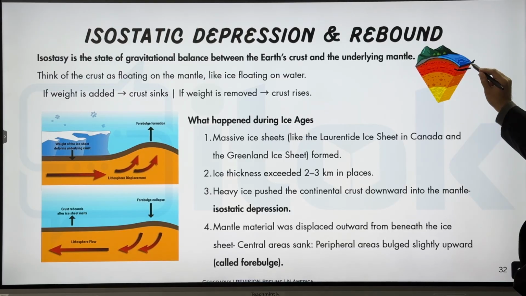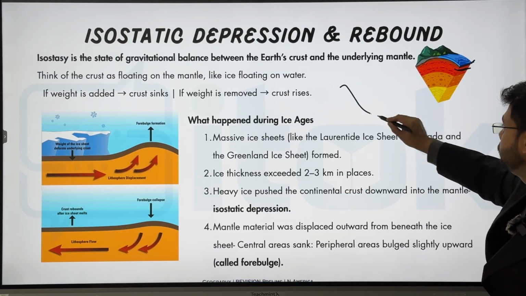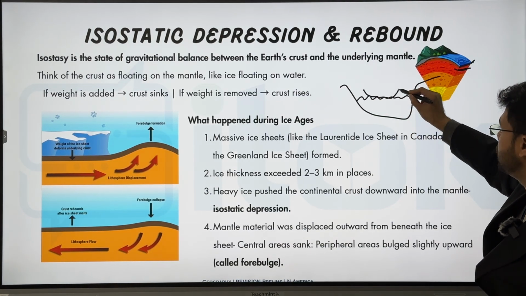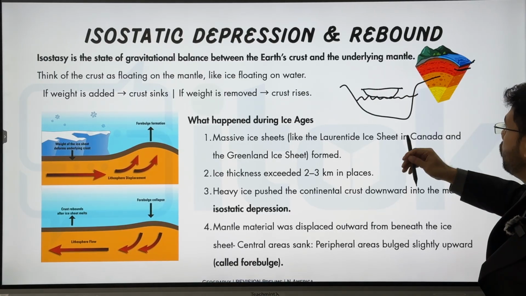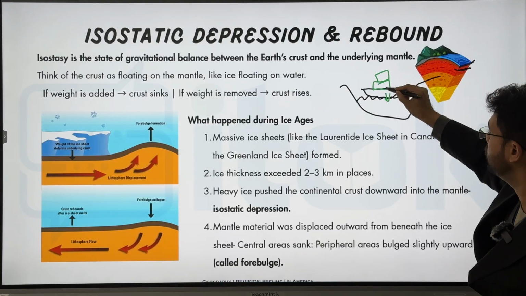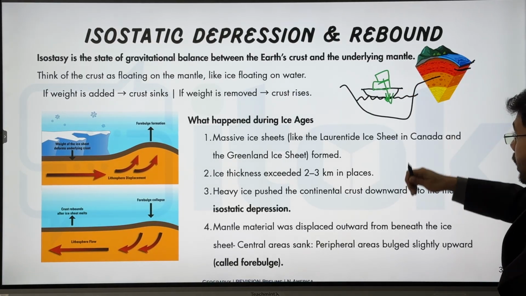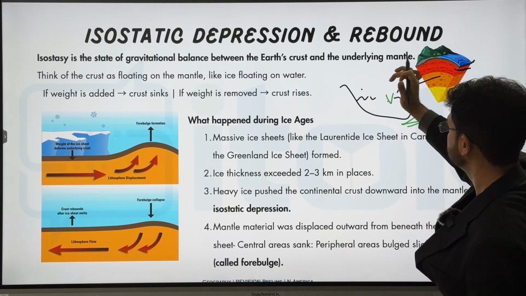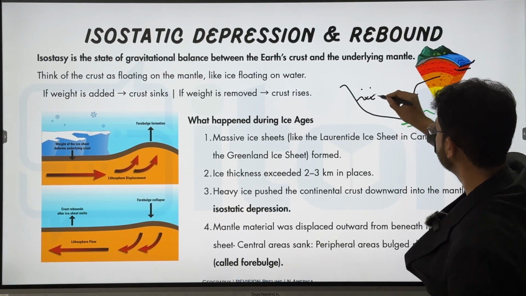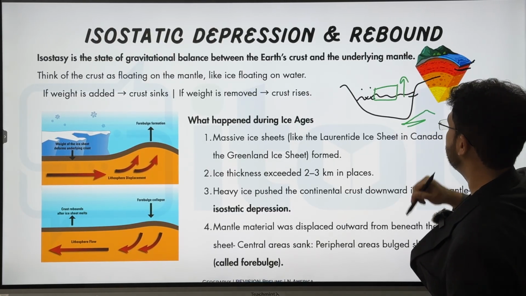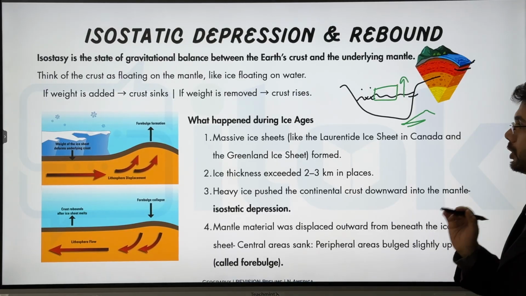So, once it is floating, if you add a weight, it's like water, and a piece of land is here. The more weight you add, the more it will sink. More weight you add, more it will sink. And once you remove the weight, it will move back up. That's exactly what isostatic depression is.